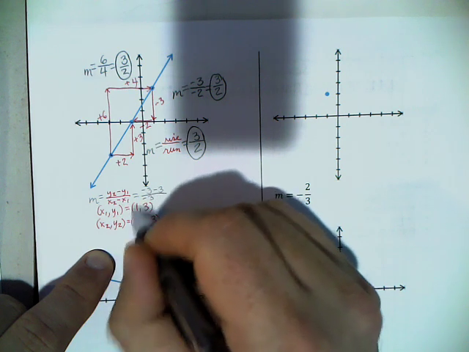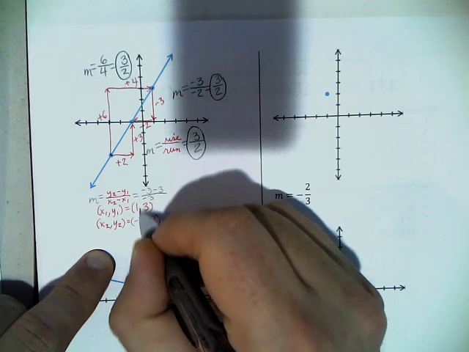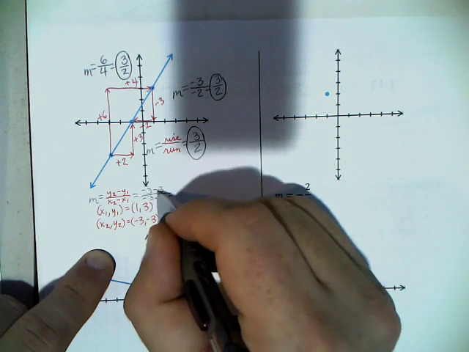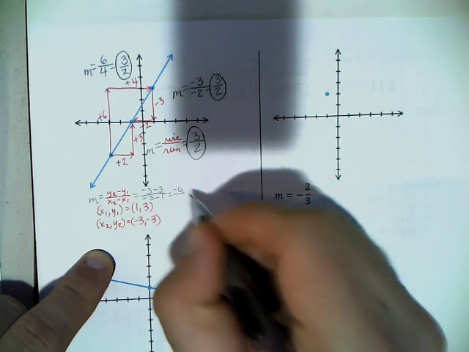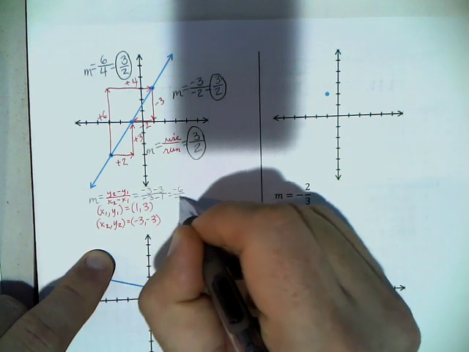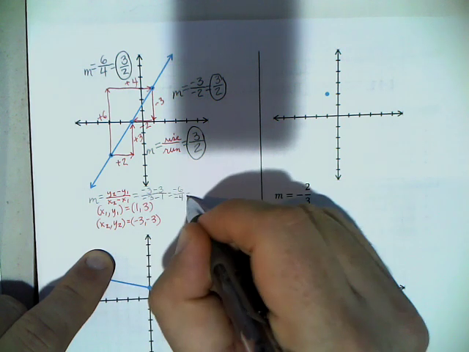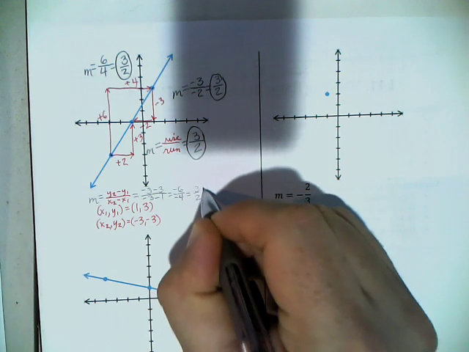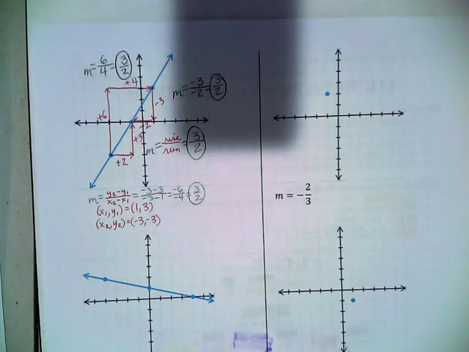So the x's are my 1 and my -3. So the second minus the first. There we go. Now, -3 minus 3 is a -6. -3 minus 1 is a -4. And then if we divide those both by -2, that'll reduce down to the 3 halves we got each of the other times.